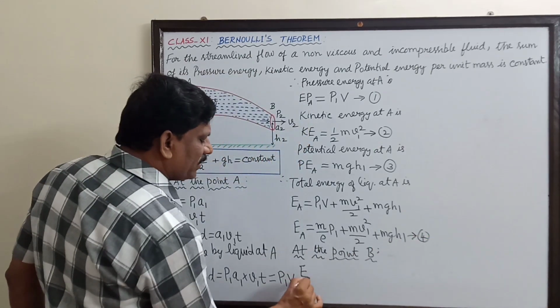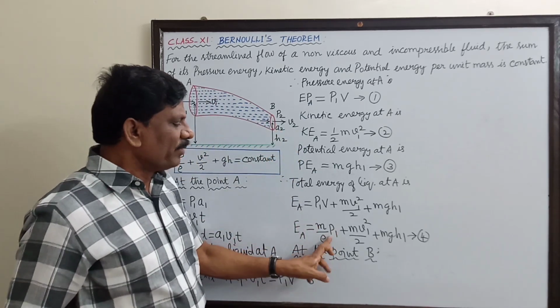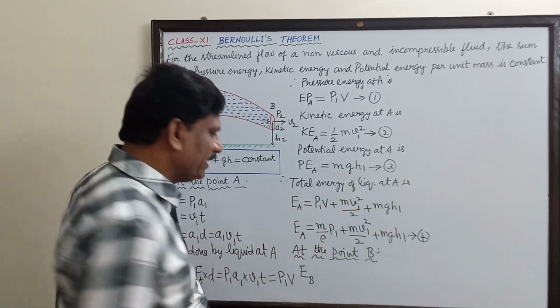Now, a similar equation for the point B. What is the total energy? The sum total of pressure energy, kinetic energy and potential energy at point B.